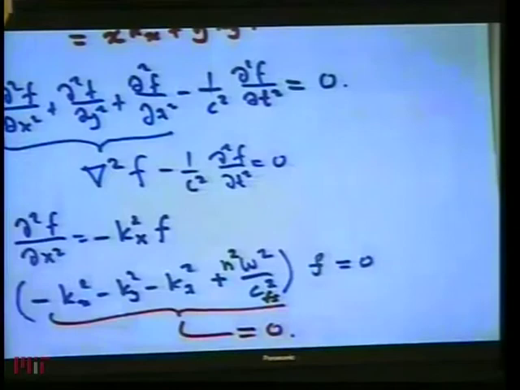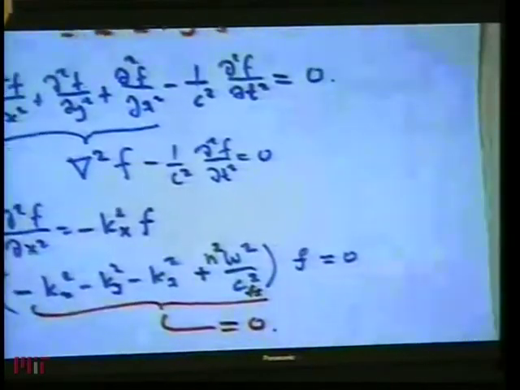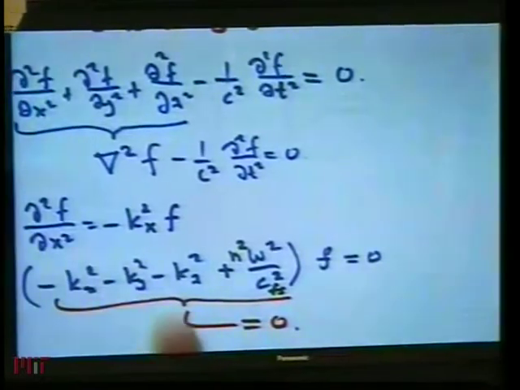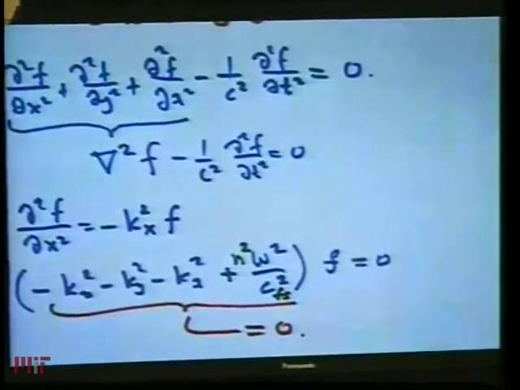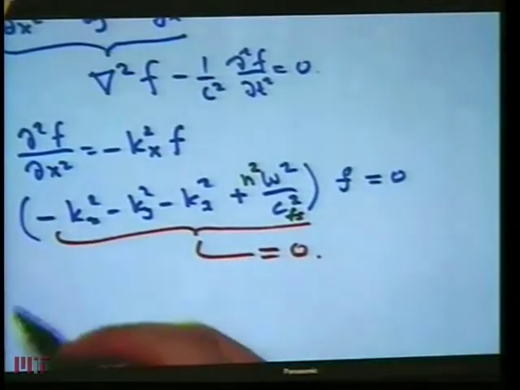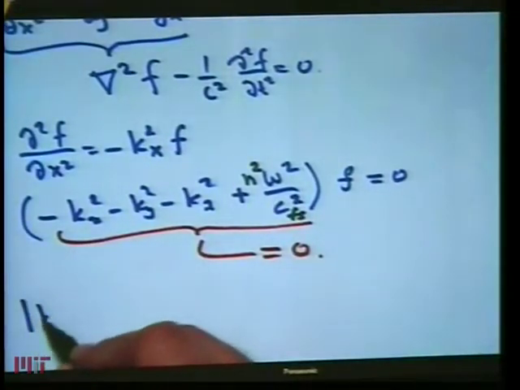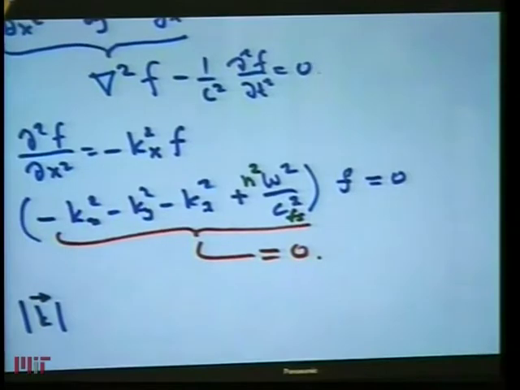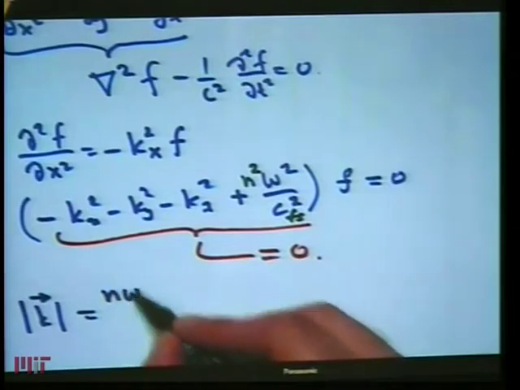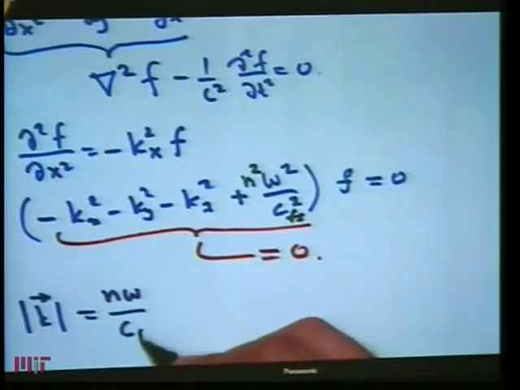So you can see from this that indeed the radius of the sphere, and of course to compute the radius of the sphere I have to use once again these dispersion relations. So the radius of the sphere, if you look from this equation over here, is k, the magnitude of the wave vector. It must equal n omega over c free space.